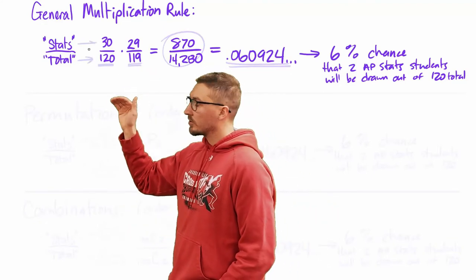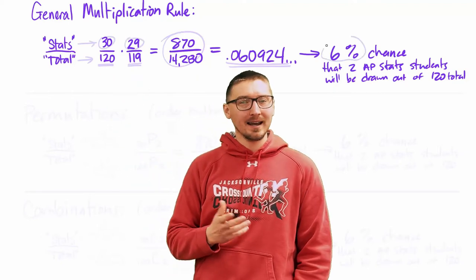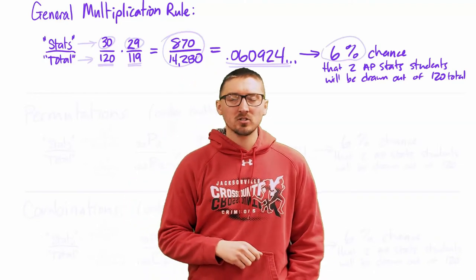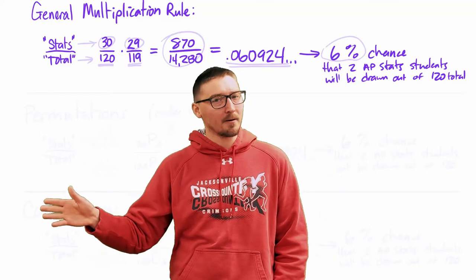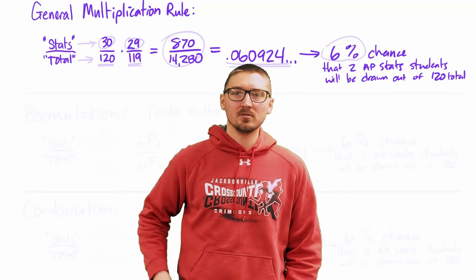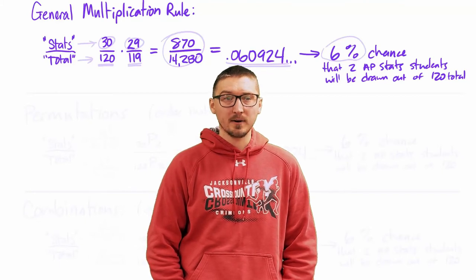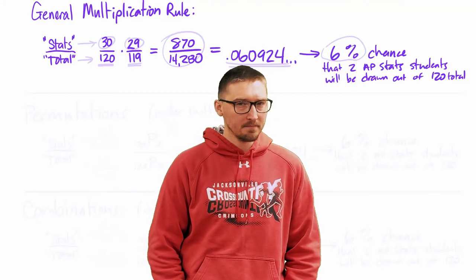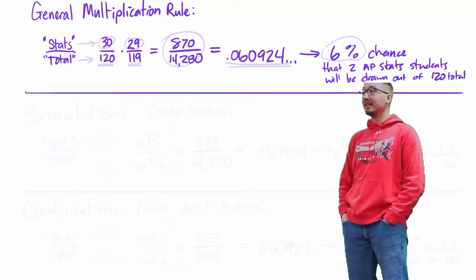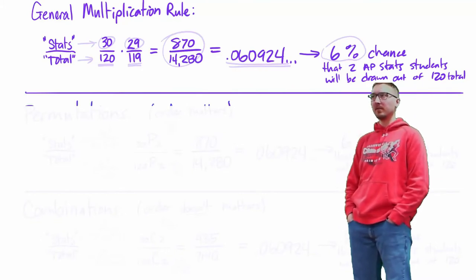So 30 out of 120 times 29 out of 119. If I multiply those up, I get 870 divided by 14,280. As a decimal, that's just 0.06092 and so on. So we have about a 6% chance that two AP stats students are going to be chosen out of 120 students total for these parking spots. It's not too bad. The fraction work is actually similar to when we did probability tree diagrams last chapter. But how do permutations and combinations fit in with this?